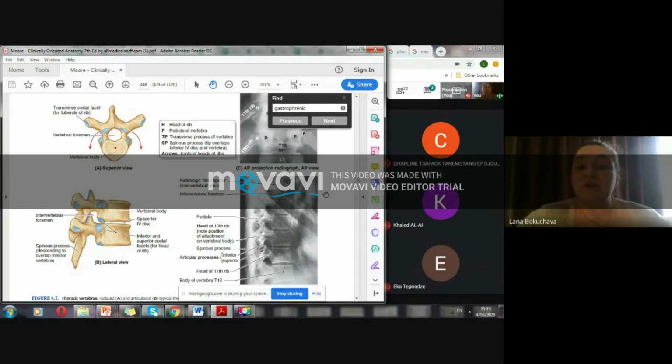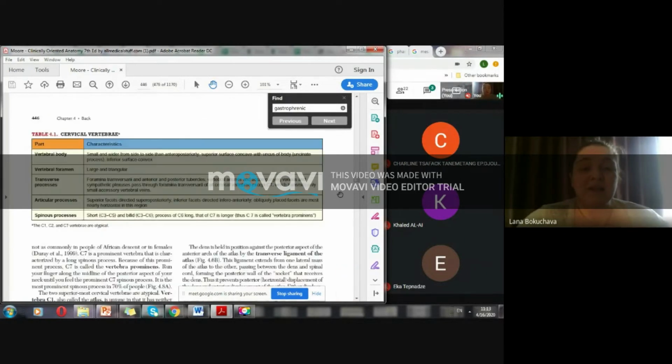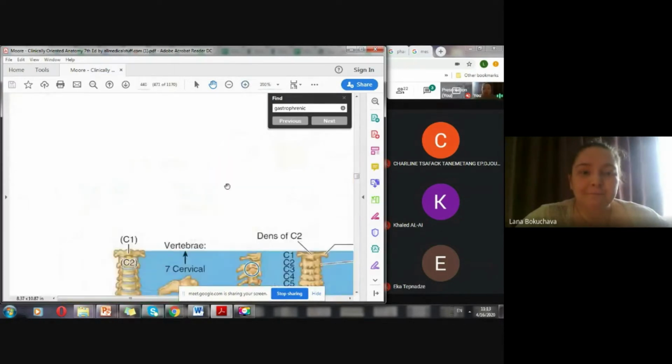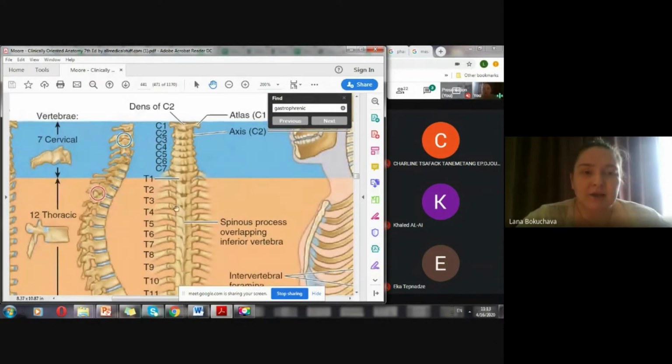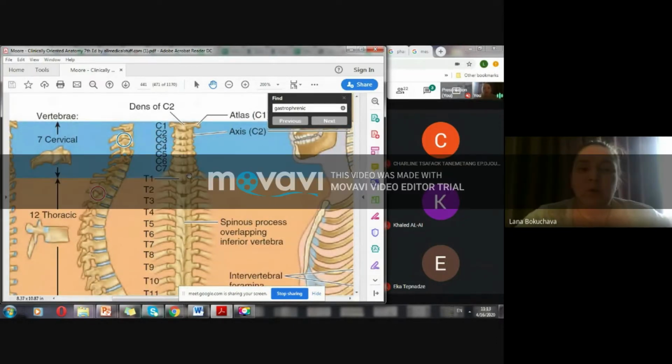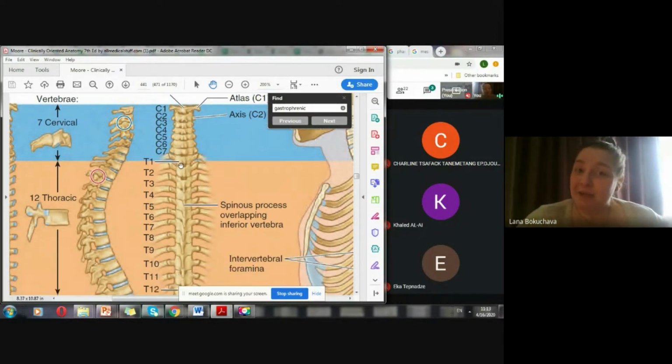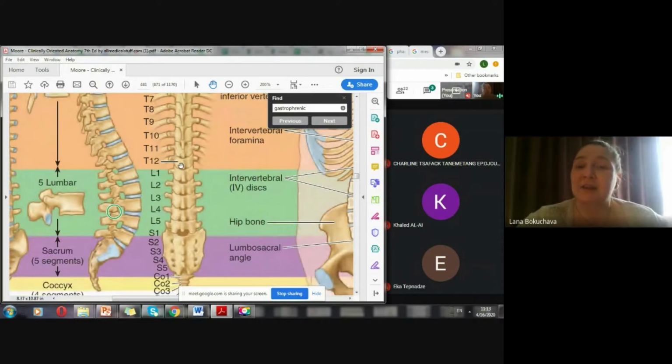Plus, on the posterior surface, that's what you can also see back again here. Let me make it bigger a little bit. So what we can find here, compared to the rest of the vertebrae, is that we have foramina between the spinous processes. And this is interesting because the same thing we can also find in the case of the lumbar vertebrae.